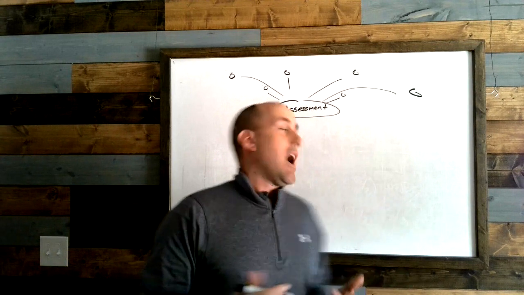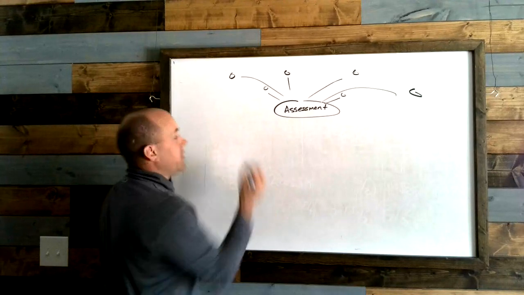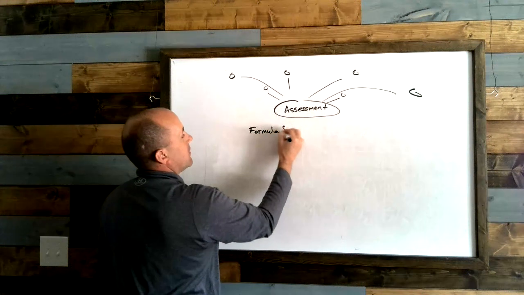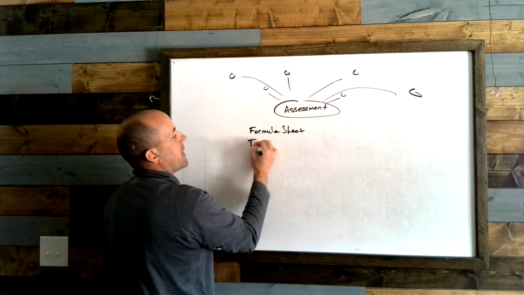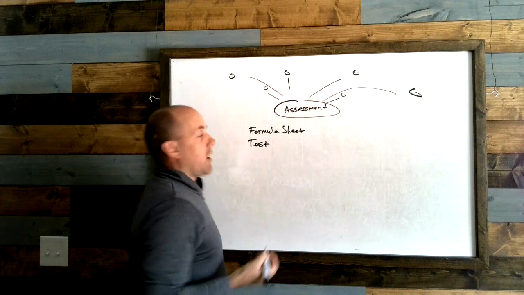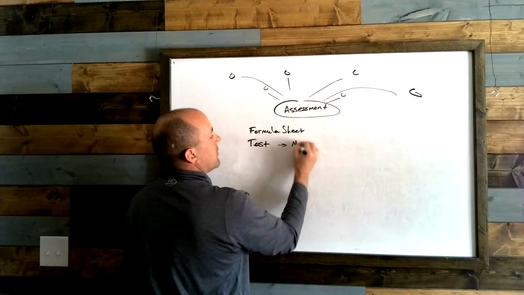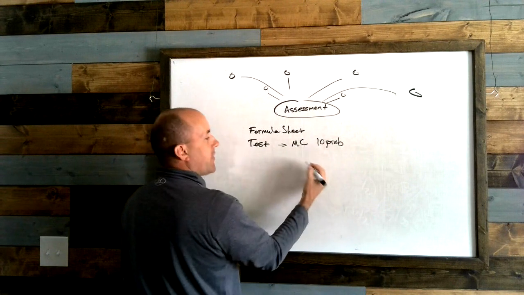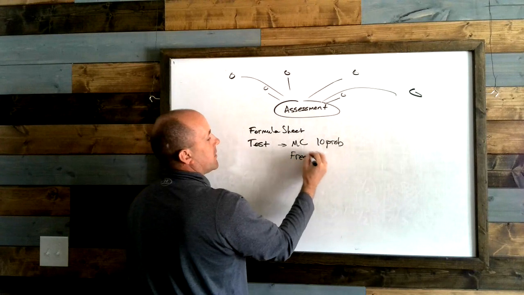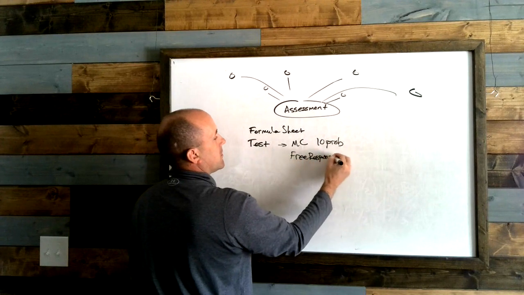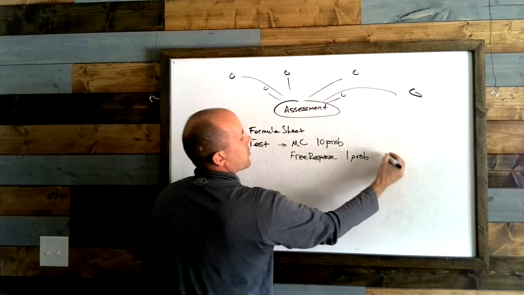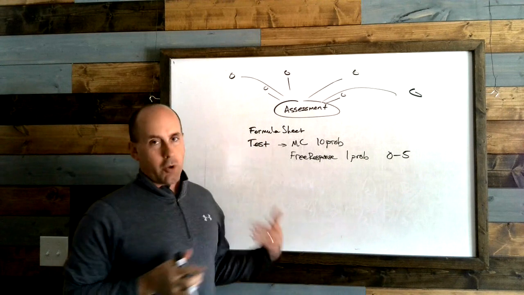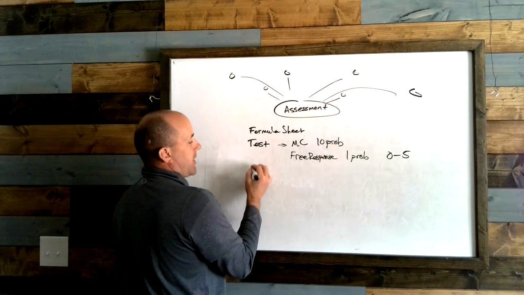You can use your notes. I have a formula sheet. And so what you'll do is just open up the formula sheet. Open up the test. It's multiple choice. 10 problems. And then the 11th problem is a free response. And it's scored from a scale of 0 to 5. After you take the test, your multiple choice and stuff like that, go ahead and check the answer key.